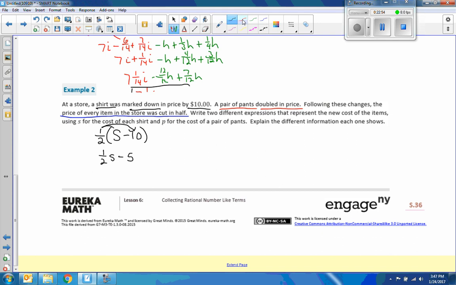Now I need to do the same thing for the pants. A pair of pants doubled in price. So if P was pants, the price doubled would be 2P. Then if I take half off after, and then distribute or multiply, 1/2 times 2 is 1, simply P. We're back to the original price.